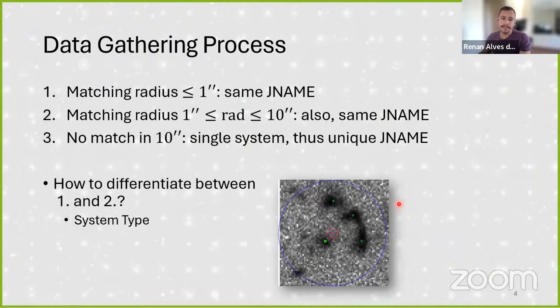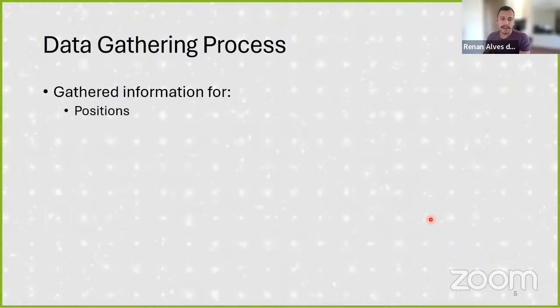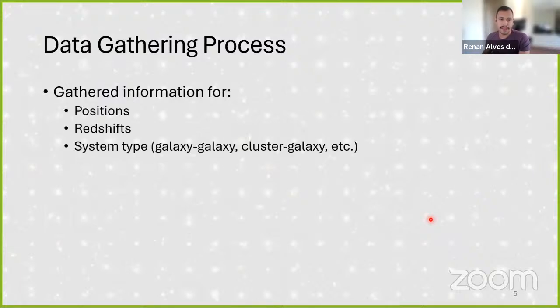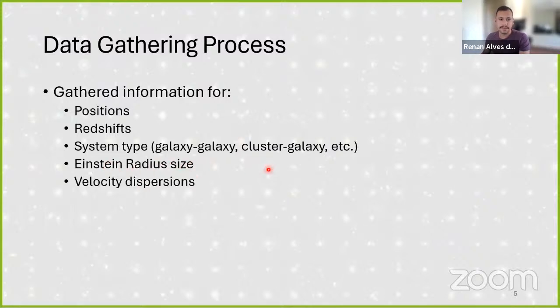But the main motivation to gather the objects in a single image is to have the same cutout. I will show that later. So we gather all the information regarding the position of the systems, redshifts, and system types, for example galaxy, cluster galaxy, kind of lensing system. We also kept the provenance of the Einstein radius size, the velocity dispersions, and the grading. So for example, if you have many systems that were graded, this is likely to be a strong lens system, I will give it grade A, or for example arc finders that show the probability of having strong lens systems. We kept the provenance of this data.